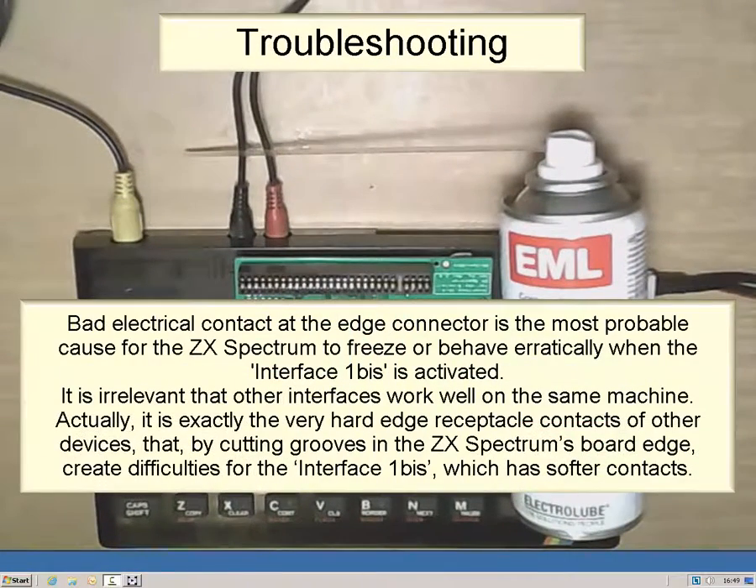Bad electrical contact at the edge connector is the most probable cause for the ZX Spectrum to freeze or behave erratically when the Interface 1BIS is activated. It is irrelevant that other interfaces work well on the same machine.